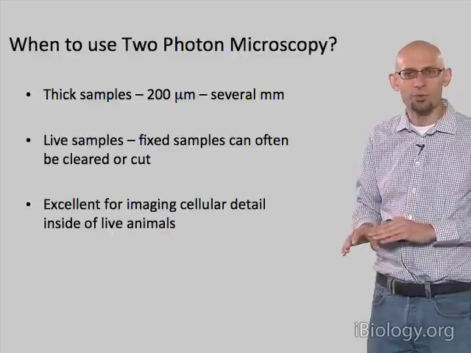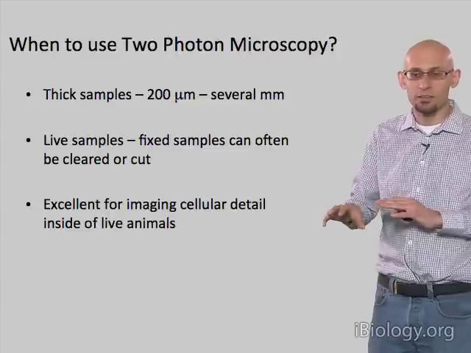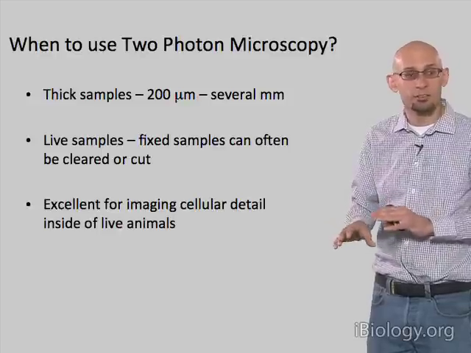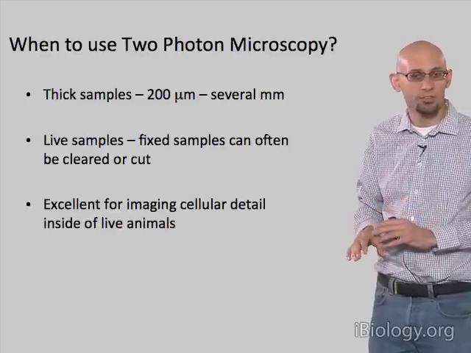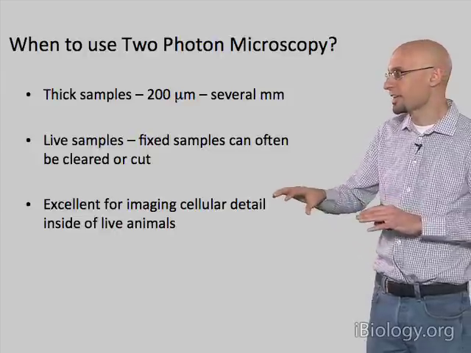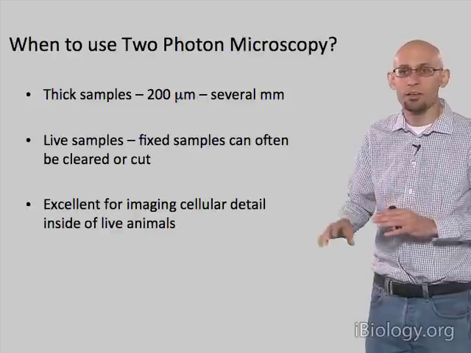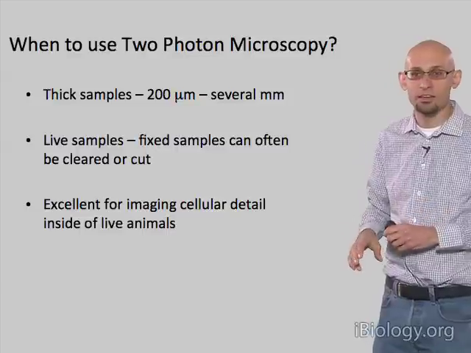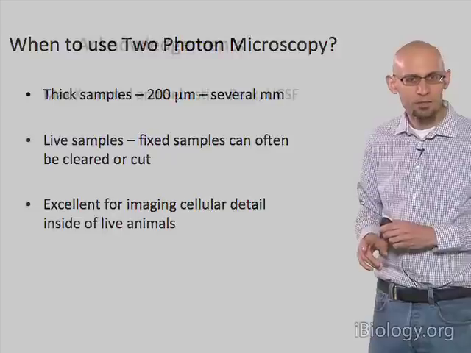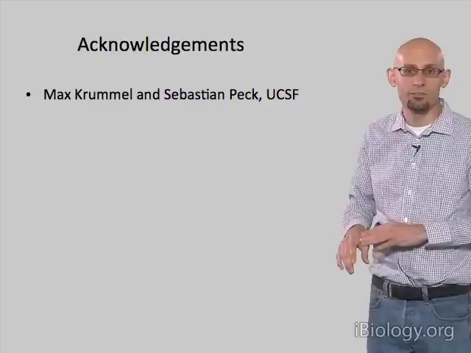There's been a lot of immunology work done with two-photon, looking at T cells and B cells moving around in live animals. A lot of neuroscience looking at processes in the brain, imaging deep into the brain in live animals, things like that. So two-photon pretty much goes hand in hand with imaging live animals, either fish or mice or other objects that are significantly thick compared to what you can do with a one-photon confocal or a spinning disk confocal. So I'll conclude there, and I just want to thank Max Krummel and Sebastian Peck at UCSF.